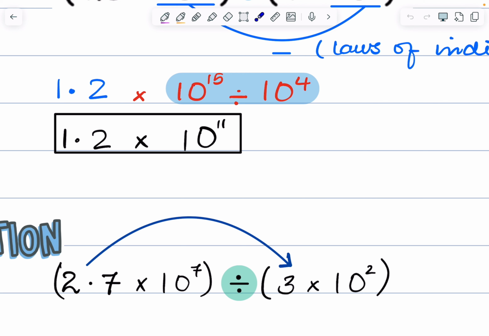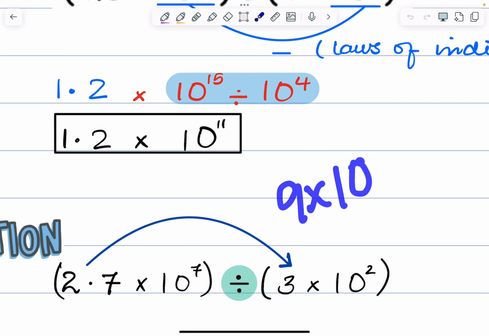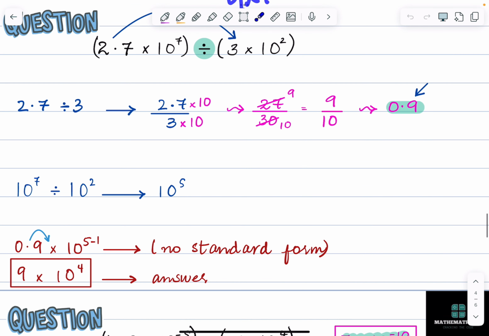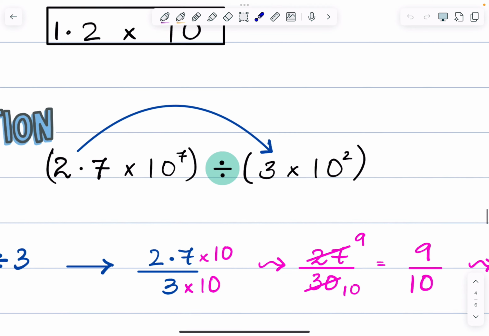What is the answer? No. Try again. That's not the correct answer. Nine times 10 to the power of 4. Let's check. Good job. Well done. That is the correct answer. ठीक है, because it was 0.9, not in standard form, and 10 to the power 5 था, तो I made a smaller number into a bigger number, so I subtracted 1 from the power. Good job. Well done. Absolutely correct.